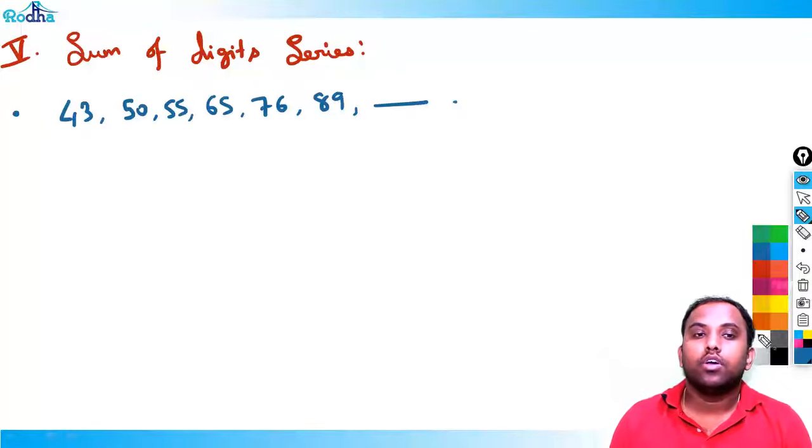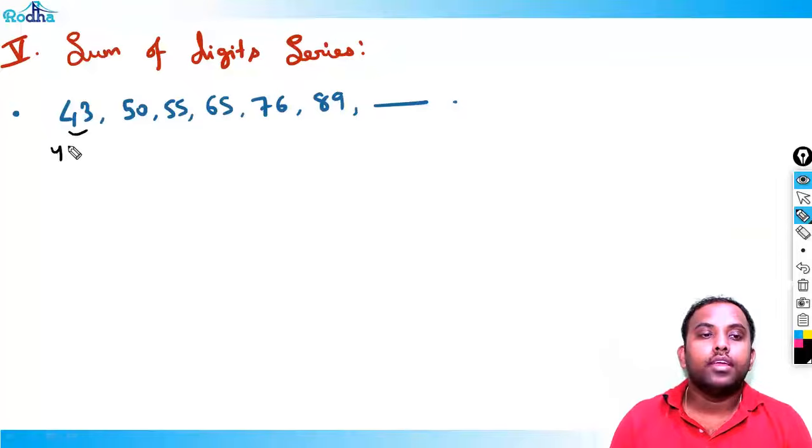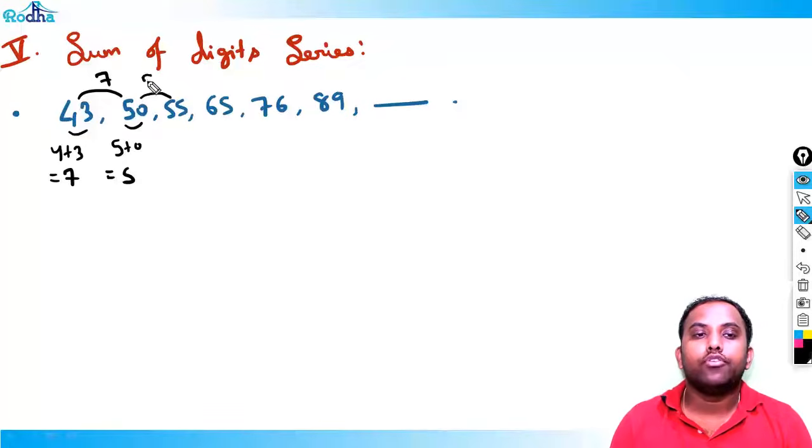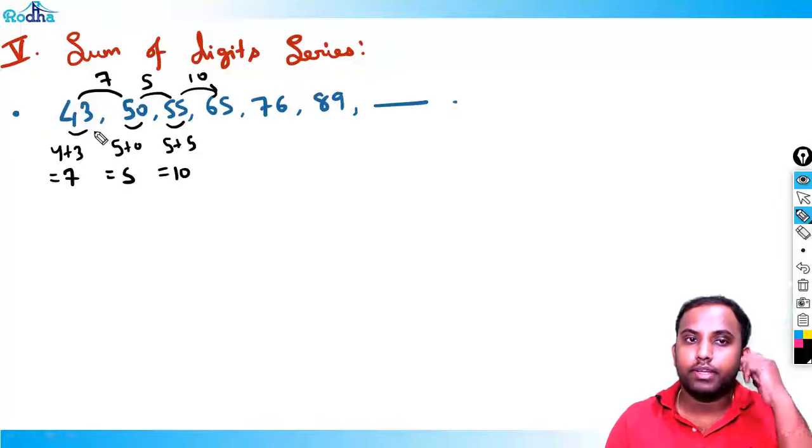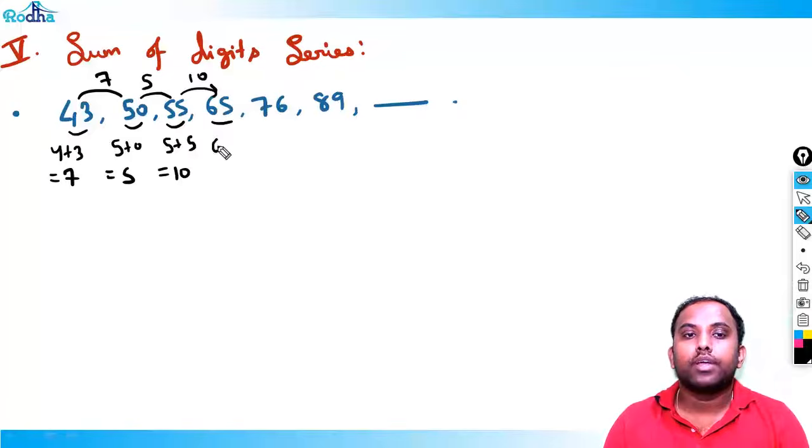That is 4 plus 3, here is 7. So 7 is added to get 50. Then 5 plus 0 is 5. Then 5 is added to get 55. 5 plus 5 is 10. 10 is added to get 65, right? Again 6 plus 5 is 11. So 11 is added to get 76. 7 plus 6 is 13. 76 plus 13 is 89.